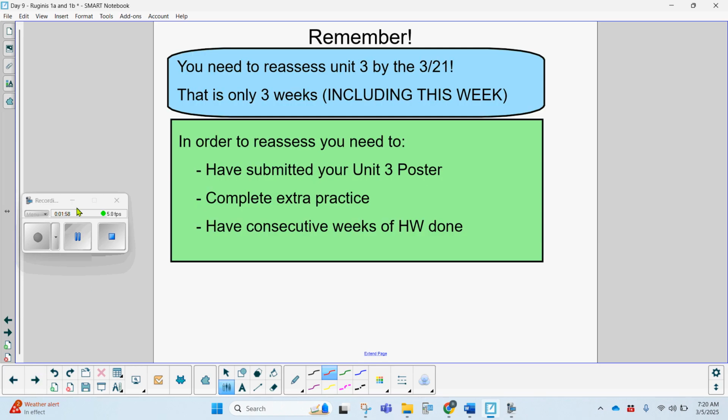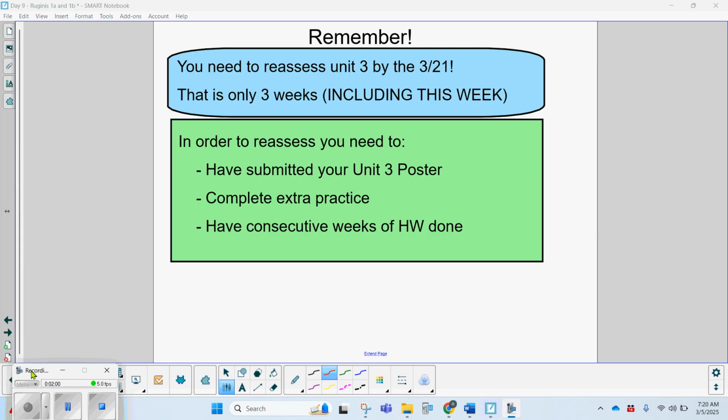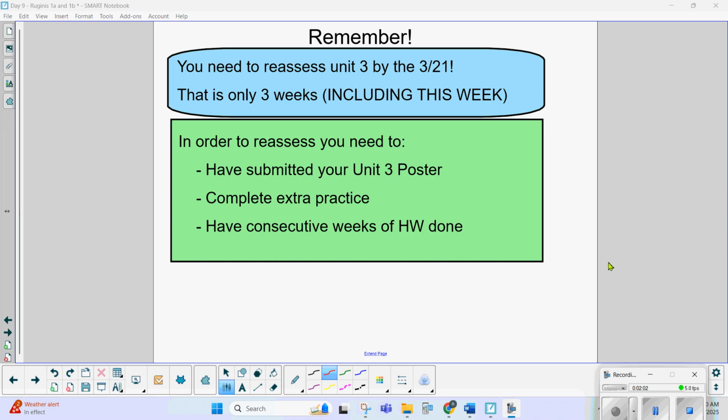Oh, one other thing. Remember that you need to reassess by the end of quarter 3 on unit 3. I am gone the last week of quarter 3, so that means you have to be reassessed by 3/21. You are running out of time. That is 3 weeks, including this week, which, because of today, is really only one day, right? It's tomorrow, because Friday there's no class.